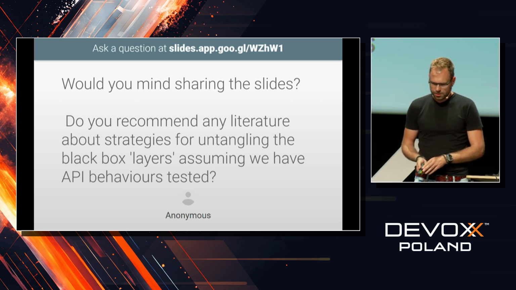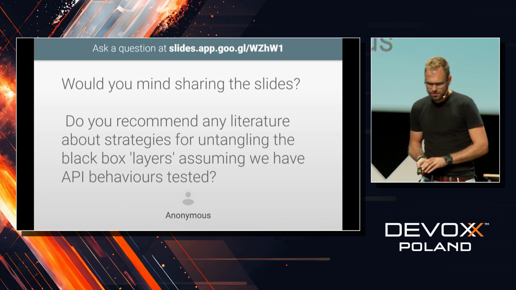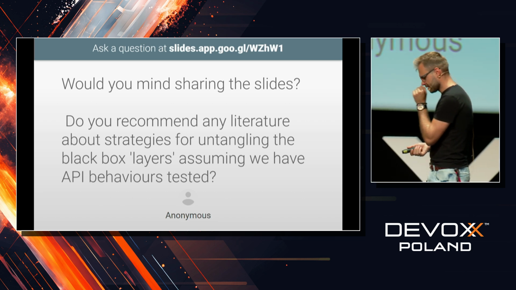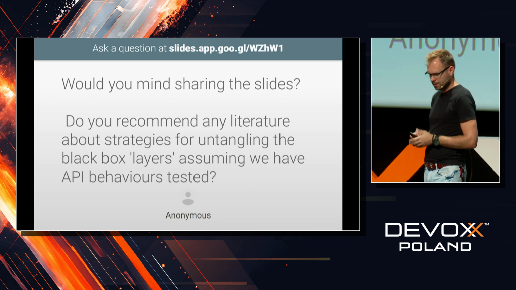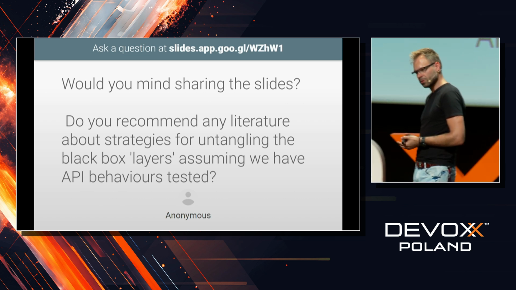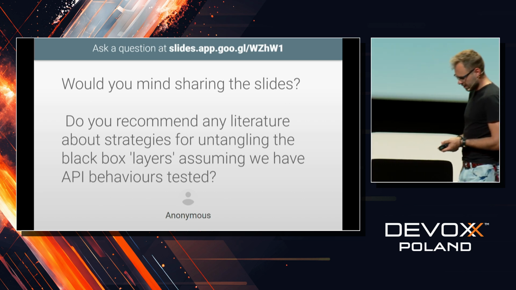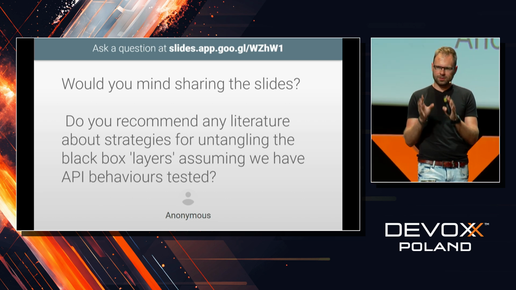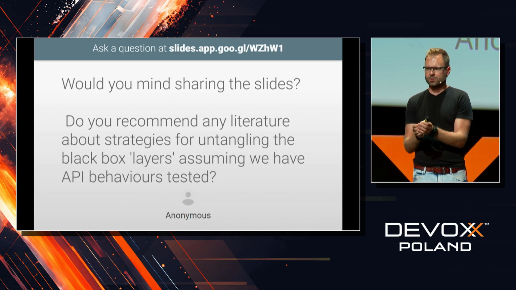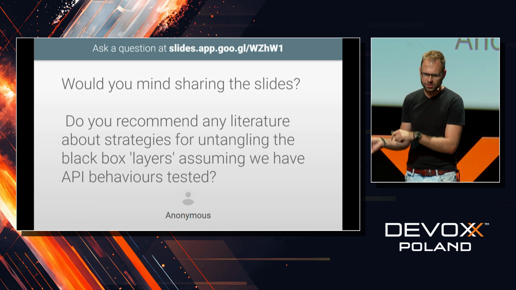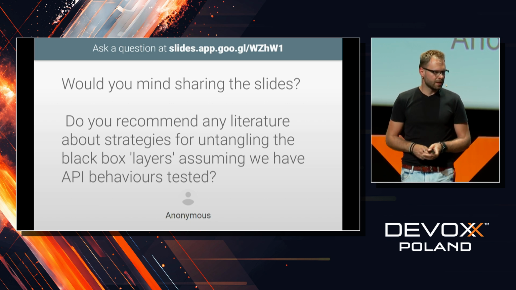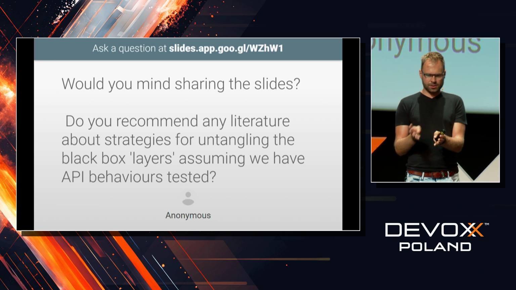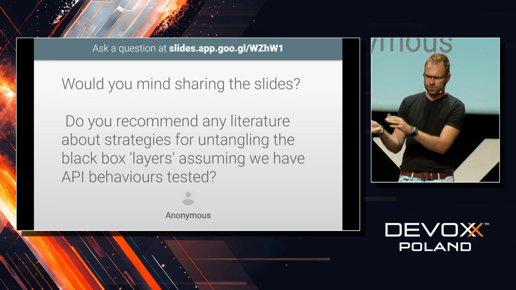Do you recommend any literature about strategies for untangling the black box layers? Untangling the black box layers, yes. It's dealing with legacy code. I don't remember the authors, but there are strategies. There are a lot of automations described in there, and what you have in IntelliJ, like extract method, move to another class, those are patterns that IntelliJ took from this book to untangle it.